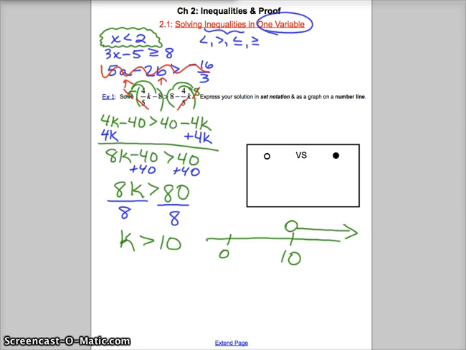So let's check first. My denominator in the original problem is 5, so I'm going to pick a number greater than 10 which is divisible by 5, just to make my work a little easier. So here's my check. 4/5 times, let's do 15. 4/5 times 15 over 1, minus 8. Is that greater than 8 minus 4/5 times 15 over 1?